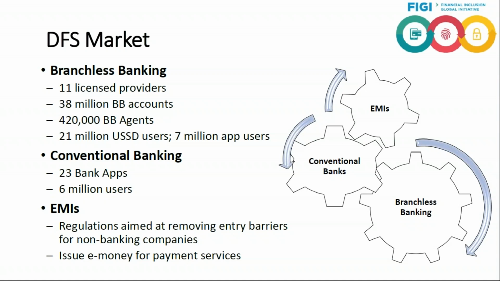And in case they don't want to use those apps, or they want to cash in or cash out, they can use 420,000 branchless banking agents. These are the retail GSM agents, where the customers of these DFS services can go to cash into their account or cash out. Then we have conventional banks. They are also offering their own apps.